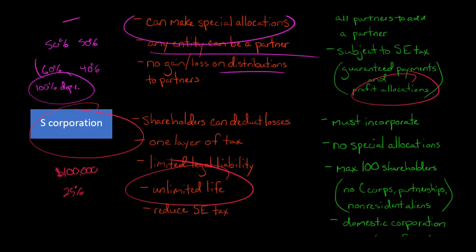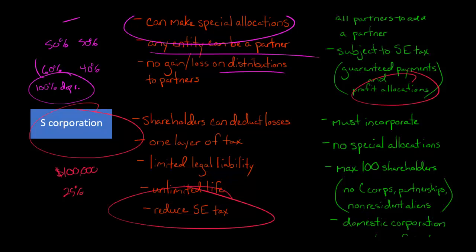With a sole proprietorship, for example, the business ends when the sole proprietor dies. The business dies with it. But with a corporation, it's like a separate entity. It's a separate legal entity. Now, one of the nicest things of an S corporation is you can reduce self-employment taxes.